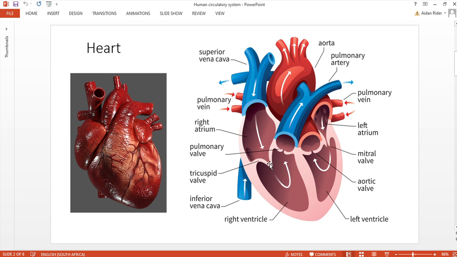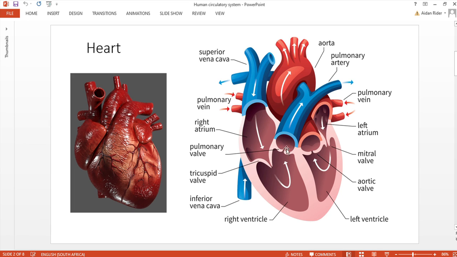Then if you notice here, this is called the tricuspid valve. There are basically these little valves in the heart. Here's the first valve, and here's the mitral valve. What this does is, when the blood enters the atrium and goes through to the ventricle, it can't go back to the atrium, because as soon as the blood tries to push back, these valves close. So it's impossible for the blood to go back.